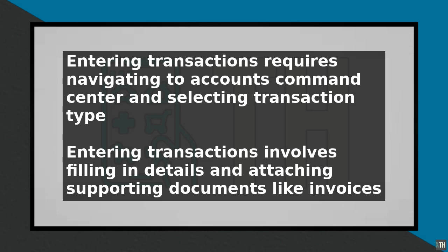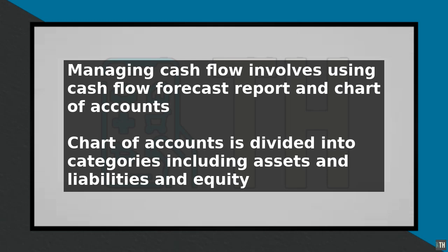One of the key concepts in MYOB is the chart of accounts, which is a list of all the accounts used to record transactions. The chart of accounts is divided into different categories, including assets, liabilities, equity, revenue, and expenses. To manage your cash flow, you can use the Cash Flow Forecast Report, which provides a detailed breakdown of your projected income and expenses over a specified period.